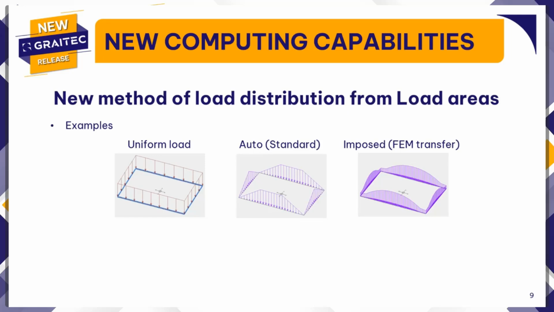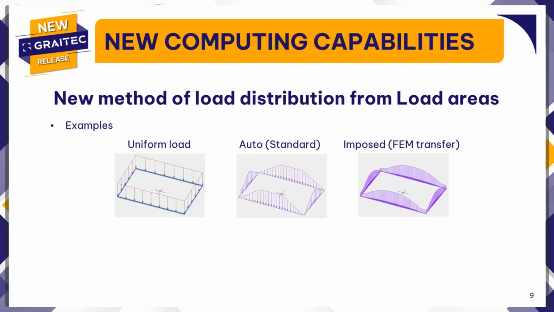First, we see the case of uniform load. So the automatic approach gives us a typical envelope load distribution. But if you impose the FEM type distribution, it gives us a similar layout. So for this example, there is no big added value if we impose the new method, so we can keep the auto.